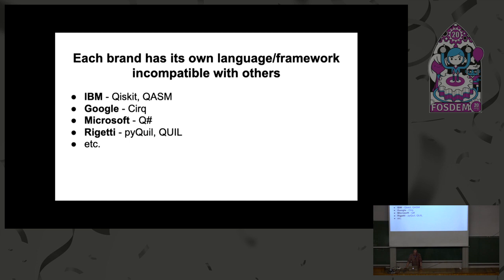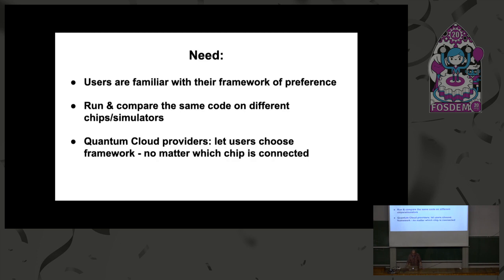So what is the problem today? Each brand of quantum computers has its own language or framework, usually a Python framework, for programming their chips. IBM has Qiskit, which is a Python framework, and they have QASM, which is a quantum assembler. Then Google has Cirq, Microsoft has Q#, Rigetti has PyQuil, a framework for Python, and Quil, which is a kind of assembler for low-level programming of the QPU.